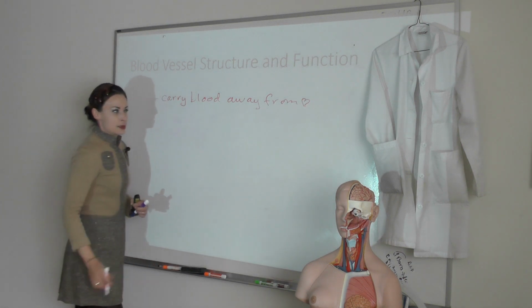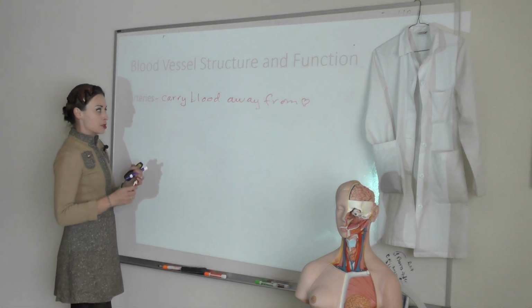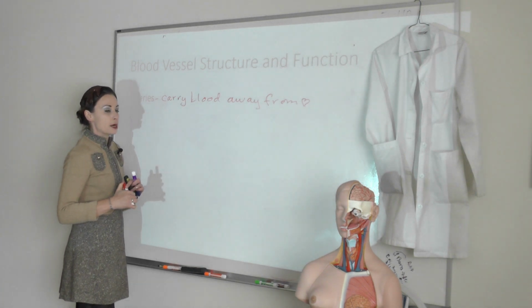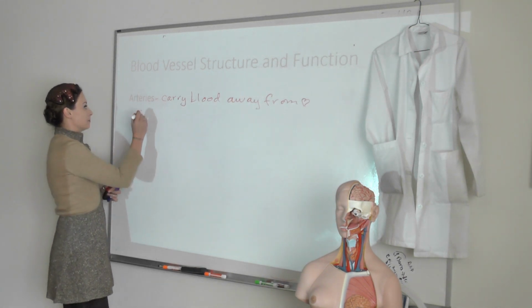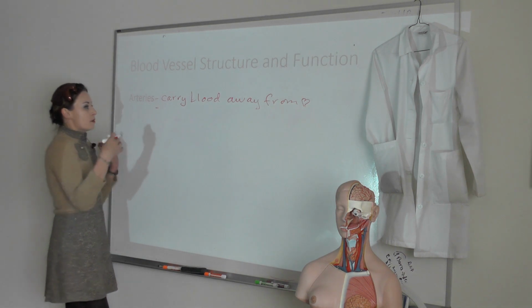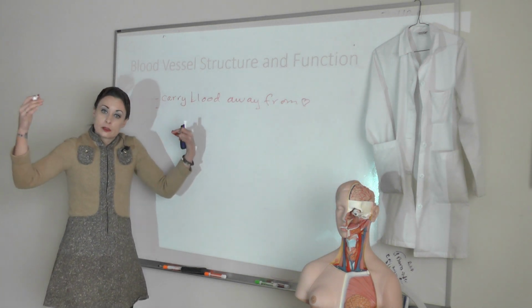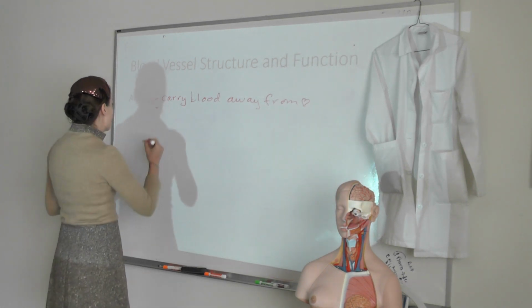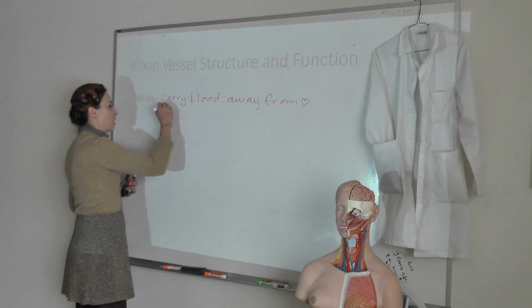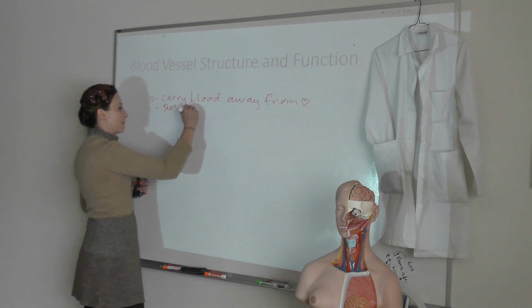In the systemic circuit, this blood is oxygenated. In the pulmonary circuit, this blood is deoxygenated. These vessels have a high resistance to blood pressure. They are the ones that have to resist the pressure that's coming from ventricular systole. So arteries are sometimes called our resistance vessels.